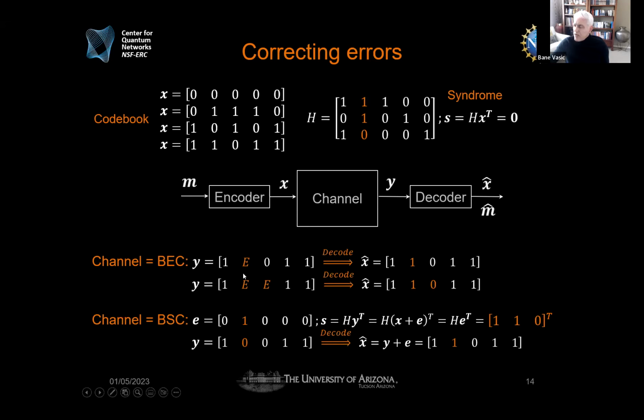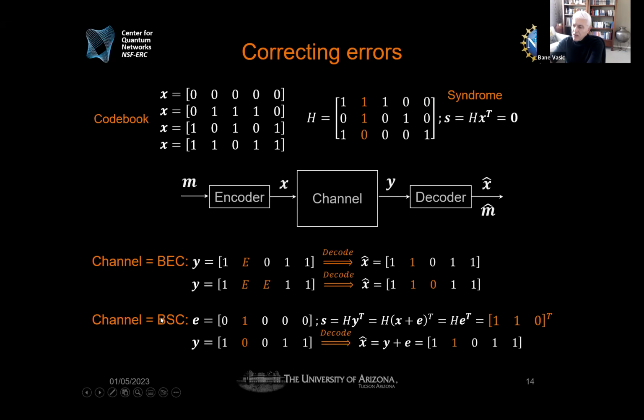Now, what happens if I have 2 erasures? Then obviously I have to do something better. So I can maybe use the first linear equation to recover the first bit. And then after I recover the first bit, I can then recover the second bit by using some other linear equations or combination of linear equations.